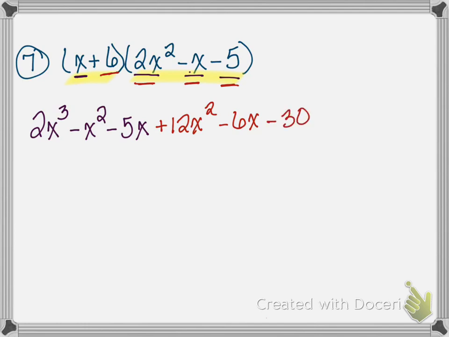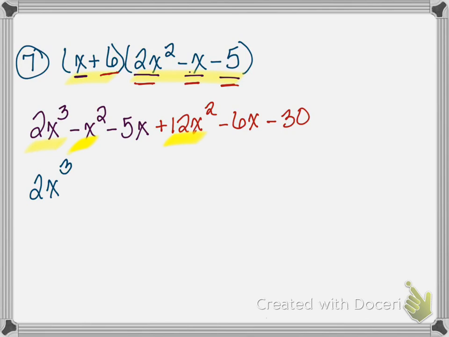Okay, now we combine like terms. So I have 2x to the third, and that's pretty much going to be by itself. There is nothing that can be combined with that, so we leave it as 2x to the third. Then I have negative x squared and 12x squared.